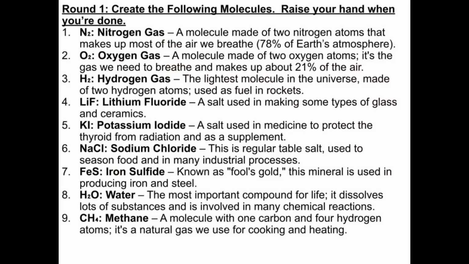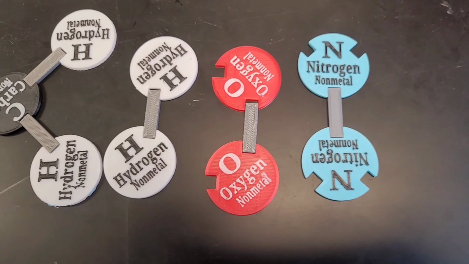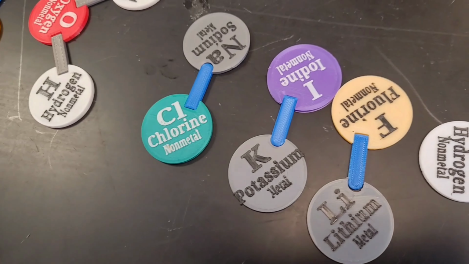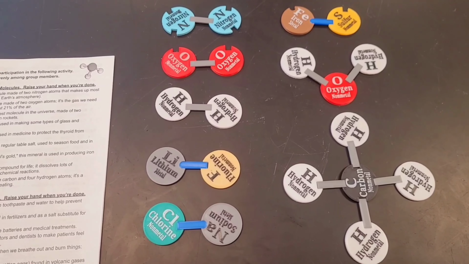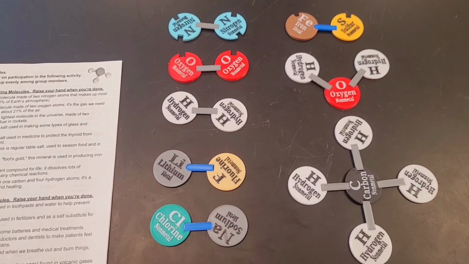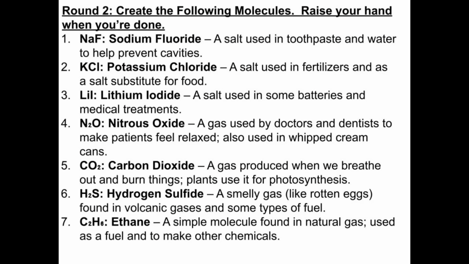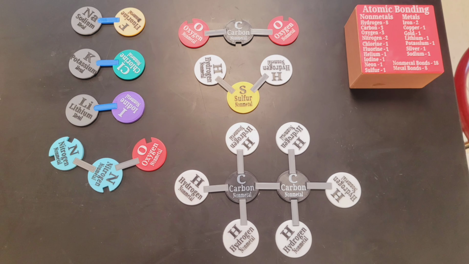In round 1, students created molecules of nitrogen, oxygen, and hydrogen, demonstrating that some atoms can bond with other atoms of the same element. We also created a few ionic compounds, most notably sodium chloride, and a molecular compound, methane, the simplest hydrocarbon. For round 2, students made several ionic and molecular compounds, including carbon dioxide and ethane, which uses 2 of the 3 carbon atoms.